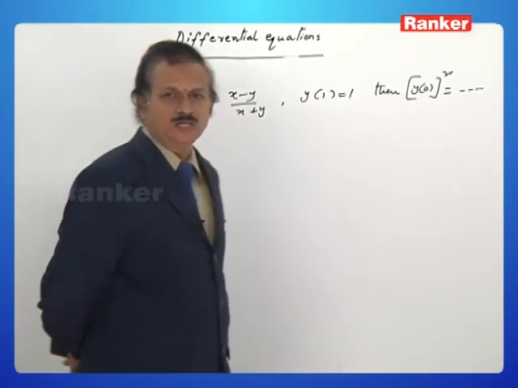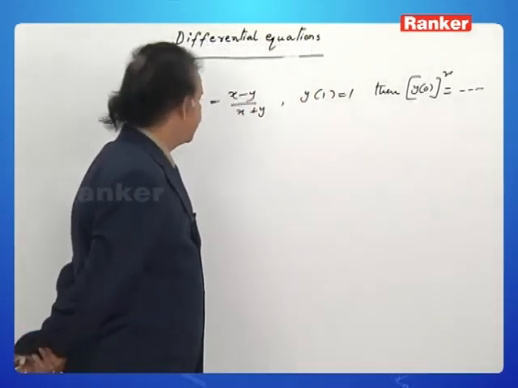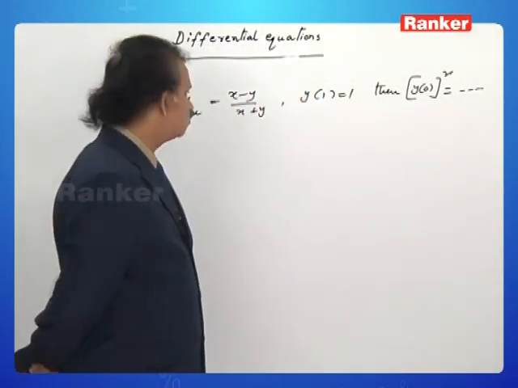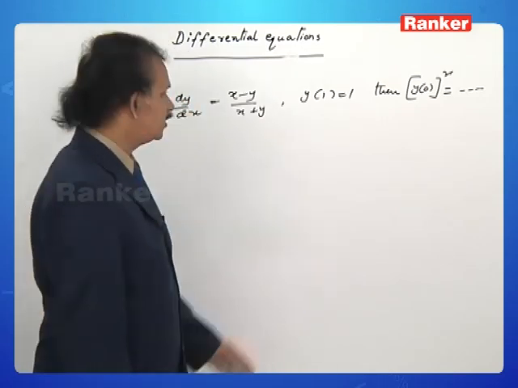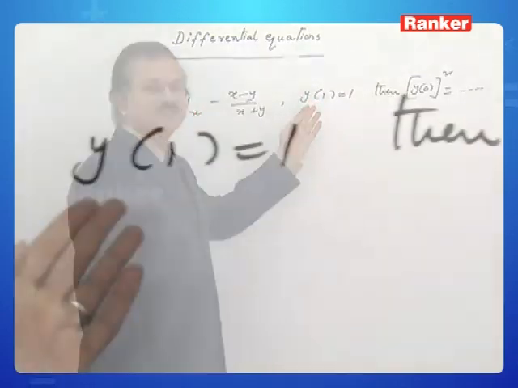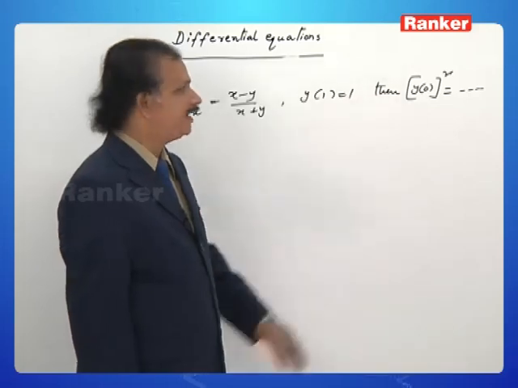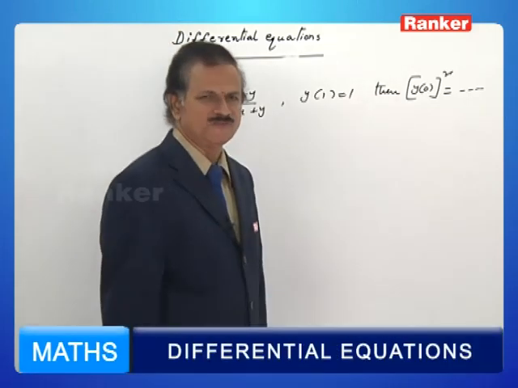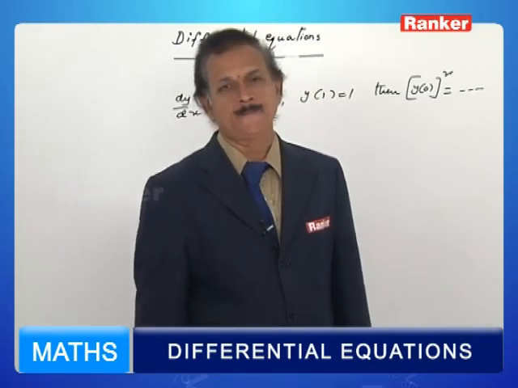The next question is ready on the board. You please observe this. dy by dx is equal to x minus y by x plus y, and y of 1 is equal to 1. What does this mean? If you put x is equal to 1, the value of y is 1. And what is required here? y of 0. It does mean y at x equal to 0 whole square is required.